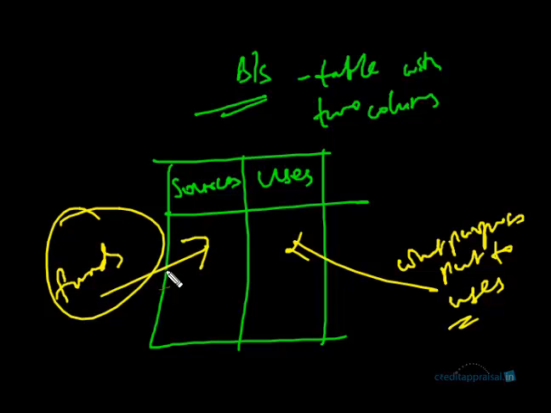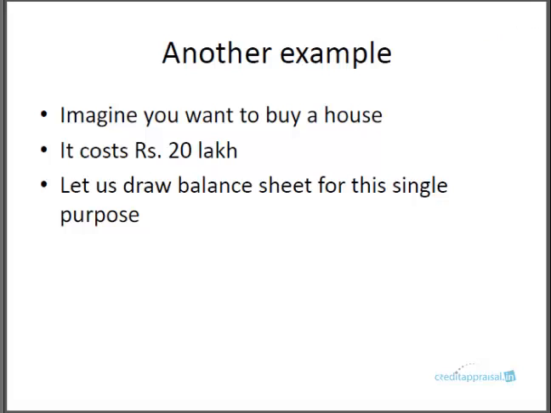So let us take simple events. Let us stay away from the companies for the moment. Let us take simple events and try to draw a balance sheet. Say for example, you want to buy a house, and it costs 20 lakhs. So let us draw a balance sheet for this single purpose. The purpose of this event pertains to the purchase of a house. You want to buy a house whose cost is 20 lakhs.